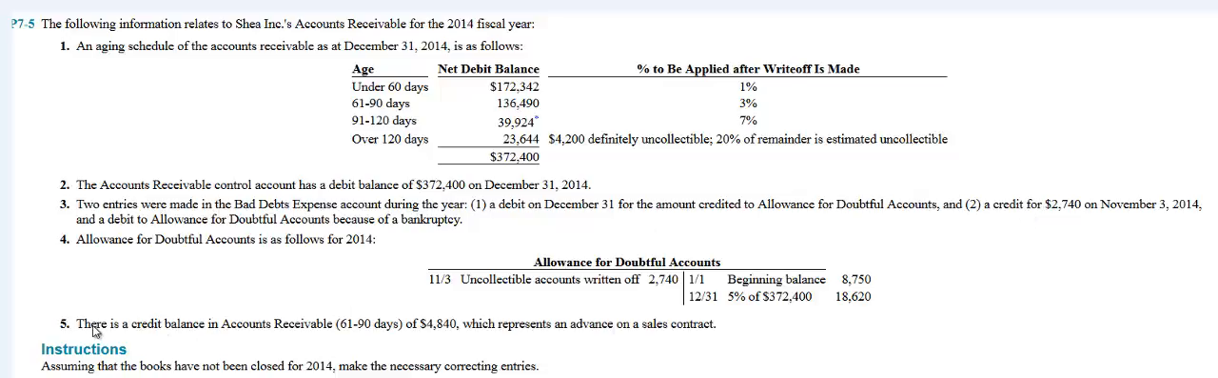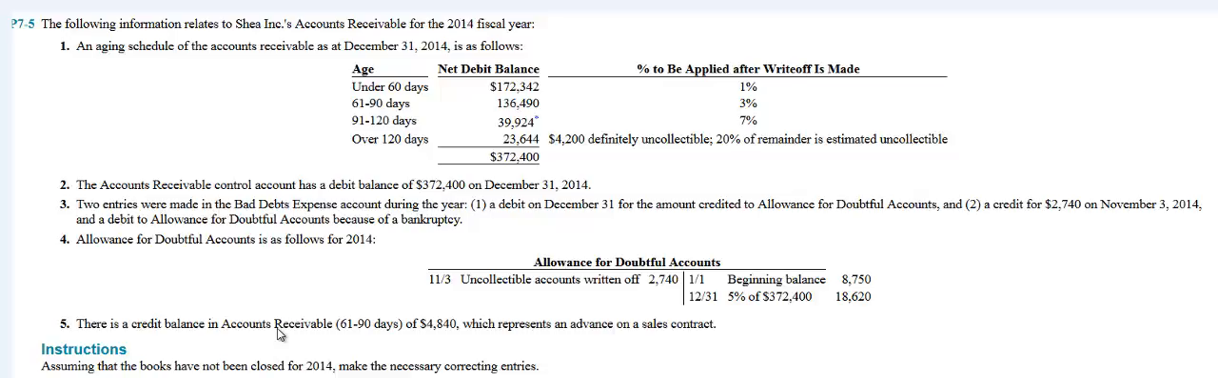If we look at number 5, they told us that they had a credit balance in one of their accounts receivable for their customers in the 61 to 90 day category because the customer had paid them in advance on a sales contract. Well, that advance payment doesn't represent a credit to the receivable. What we should have done is credit an unearned revenue, right? Because it represents a liability to us. They paid us in advance for something that we haven't yet done. So we're also going to have to remove that credit balance in the AR. So those are 3 corrections that we need to make.